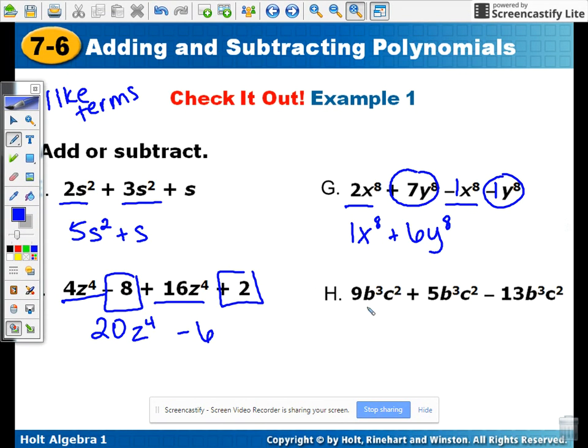And last but not least, H, I have a b to the third c squared, b to the third c squared, b to the third c squared. These are all like terms. So we have to look at the coefficients. I have a 9 plus 5, which is 14. And then we take away 13. So I'm left with 1b to the third c squared. So really we're just combining like terms.